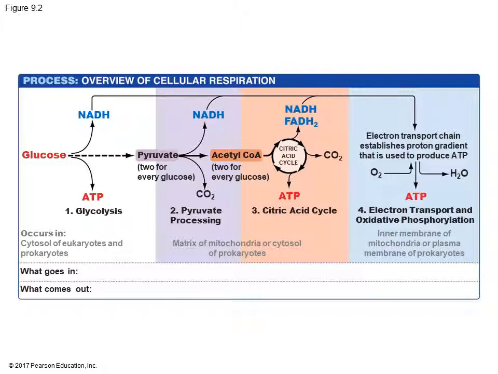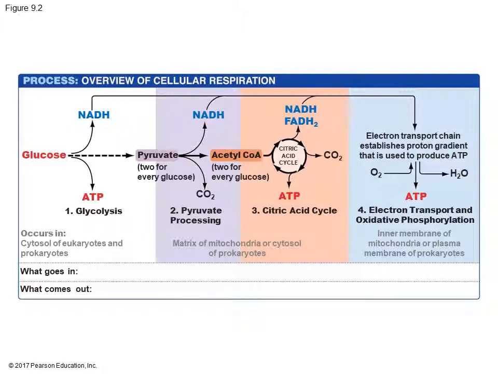Well, what goes in? Glucose goes in, and what's coming out? NADH, pyruvate, and ATP. What is NADH? We're going to find out that NADH is an electron carrier, and ATP is energy formed by the breaking of those bonds directly. This is called substrate level phosphorylation. Okay, let's go to step 2.